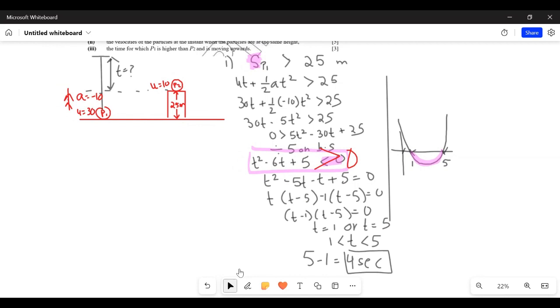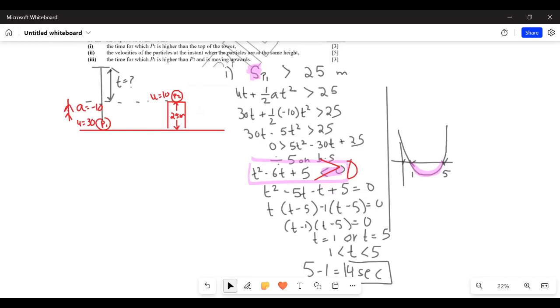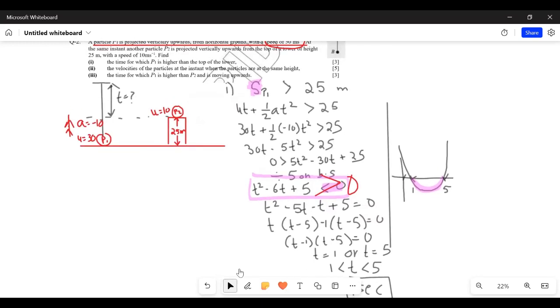To solve these questions, you need to know the equations of motion very well. You need to know the dynamics of vertical motion: when it's going upwards, A is minus 10. When it's going downwards, A is 10. And at the maximum height, the final velocity is 0. So V is equal to 0 at the maximum height. Then you need to know forward force minus backward force is equal to ma. We've discussed all of these in great detail in the previous lessons.